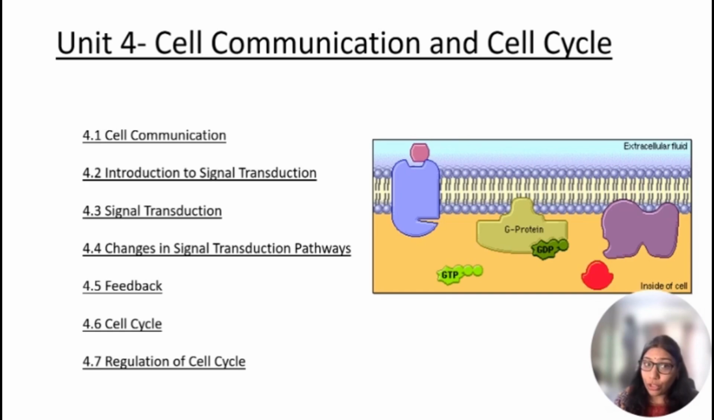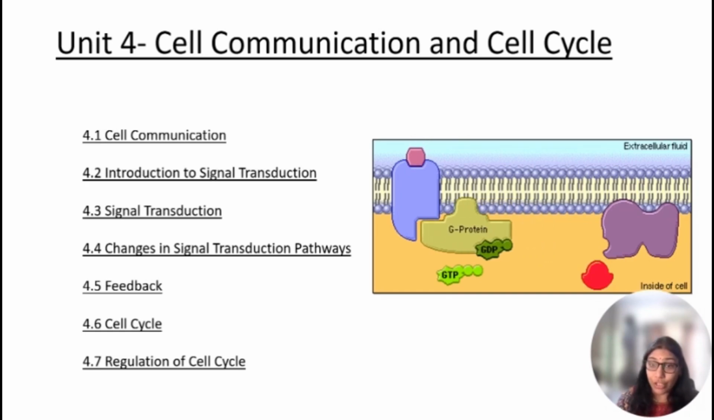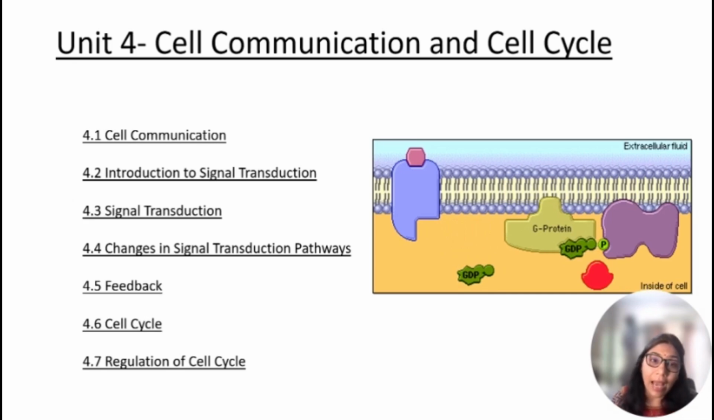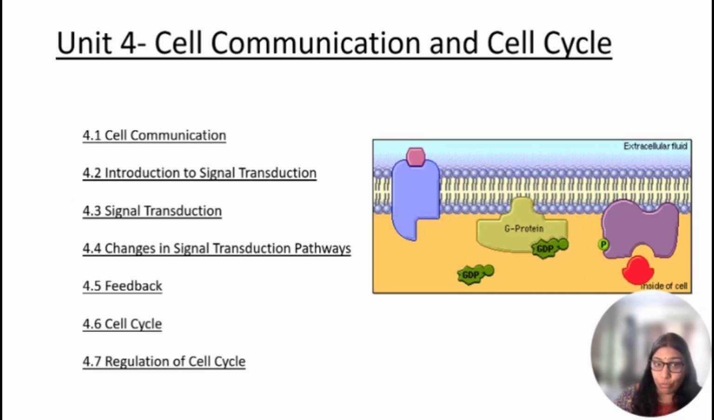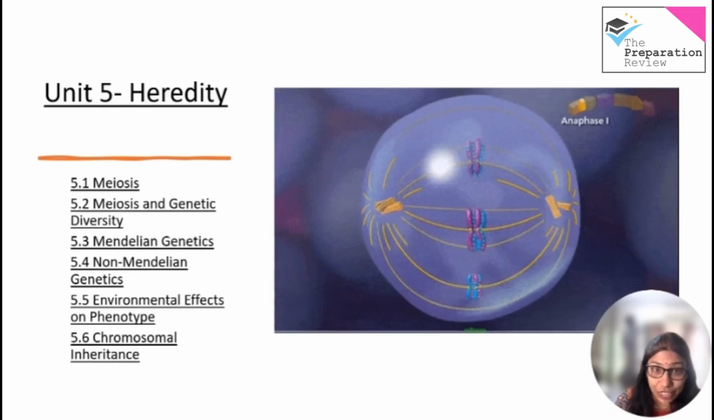The fourth unit is about cell communication. How do the cells communicate with each other, right? In that, I'm going to take you through signal transduction, right? How signals are passed from one cell to another one. So we will be discussing the signal transduction pathways. We'll also discuss the cell cycle and the role of cell division, right?